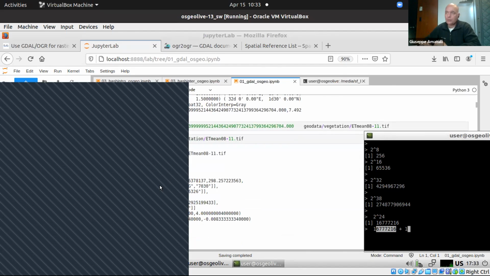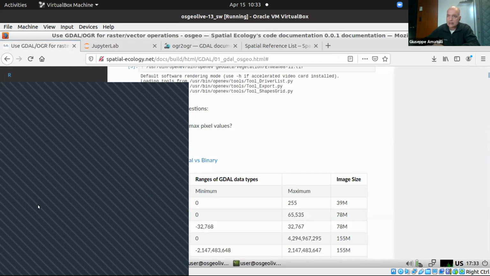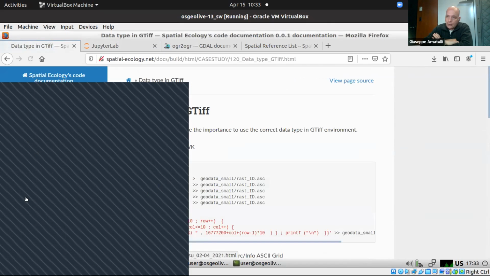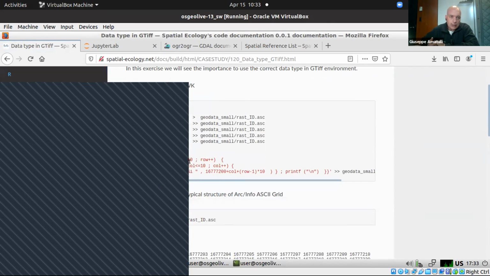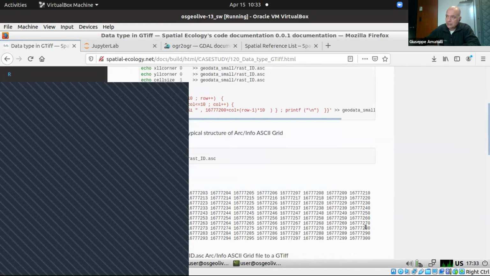But for the people that want to already go a bit further and start to play, all these kinds of, let's say, mistakes or imprecisions, more than mistakes, are summarized in this data type. So if you click on this case study, it's very funny. You get to this web page where we create a dummy raster file using this special format, an ASCII file.